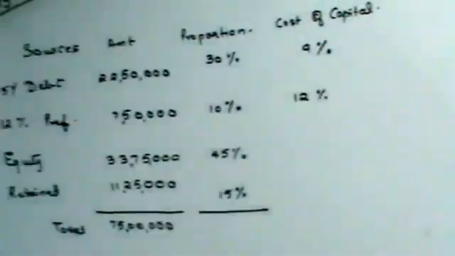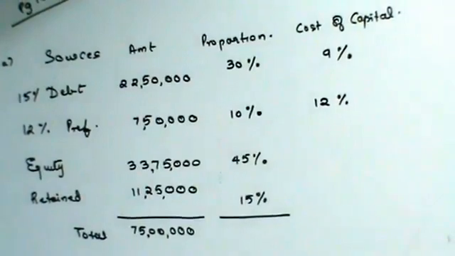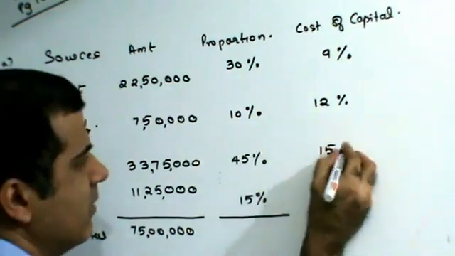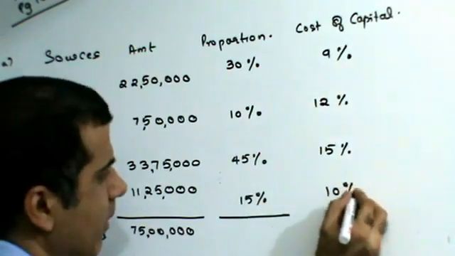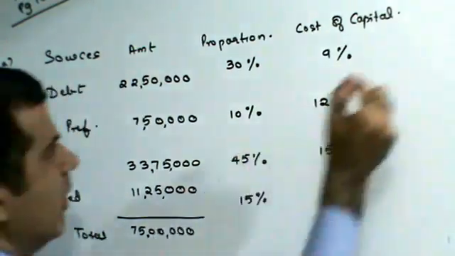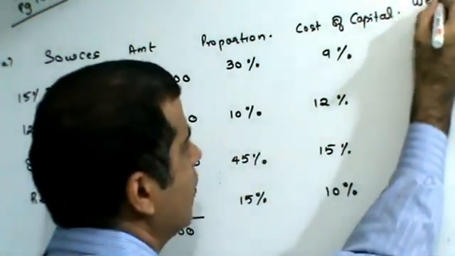Cost of equity and cost of retained earnings are given to you. They've given you that all equity shareholders expect a dividend of 15%. That means the cost of equity is given to you as 15% and cost of retained earnings is given to you as 10%. Right? Once you have this, then you can find out your weighted cost.